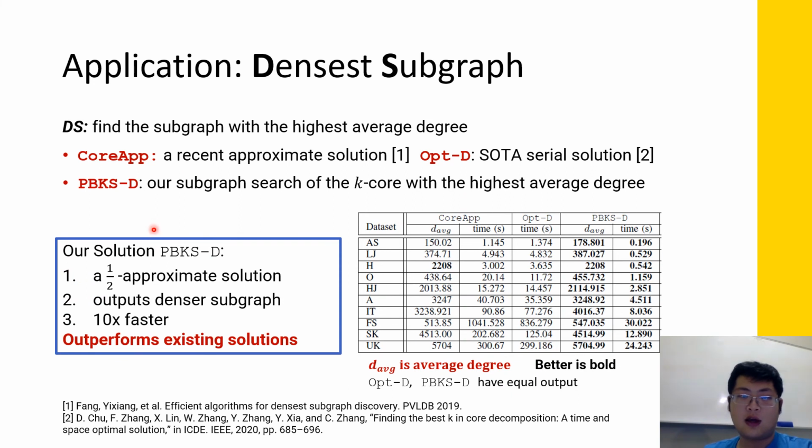We have 3 conclusions here. First, the algorithm is a half-approximate solution. Second, our algorithm outputs denser subgraphs than other algorithms. And third, it is 10 times faster than other algorithms. Therefore it outperforms existing solutions.